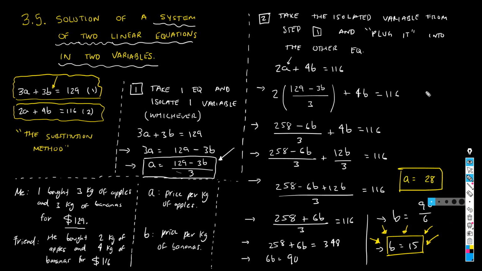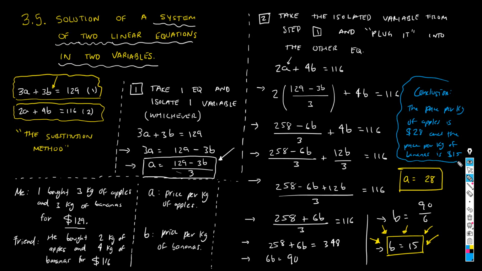And then remember, just conclude properly somewhere, conclusion. The price per kilogram of apples is 28 pesos with the symbol for currency, and the price per kilogram of bananas is 15 pesos. And that's it. This is my conclusion. This is what I'm gonna tell my reader, and I'm done.